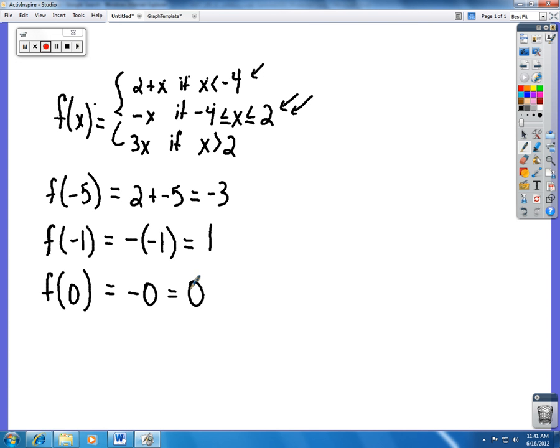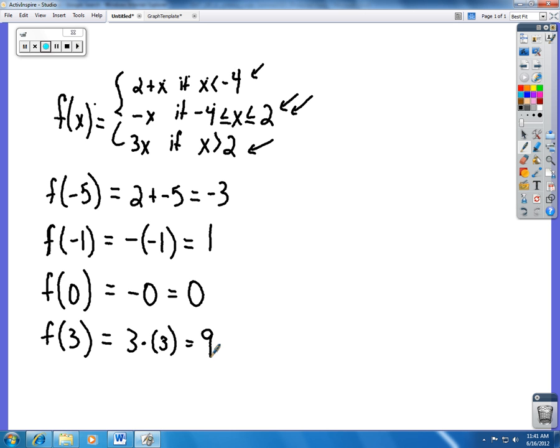All right, and then for the last one, we would do the function at 3. Okay, so again, I'm going to look at my ranges here, and 3 is greater than 2. So we're going to use this function right here. So I would do 3 times 3, which would equal 9.